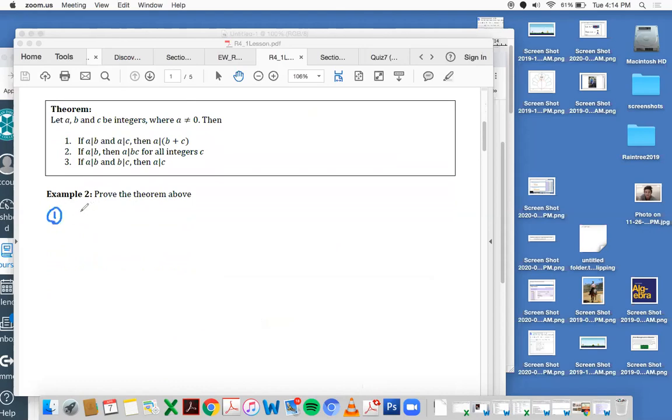So, if a divides b and a divides c, then a divides b plus c. A direct proof would probably be a good place to start here. Notice this is what we were doing not too long ago. These are my premises, and we're trying to prove this conclusion. Starting with our premises being true, we want to prove that the conclusion is true.